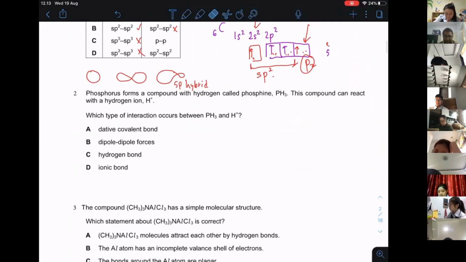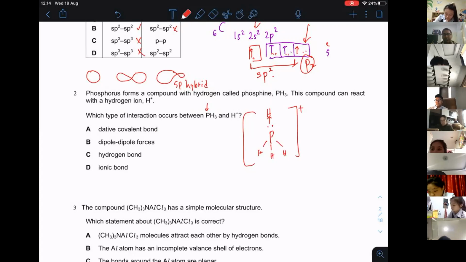Now for the second question. Phosphorus forms a compound with hydrogen called phosphine. This compound can react with H plus. What type of interaction happens between them? Phosphorus is group 15, so PH3 has one lone pair and three bonding pairs. You should know it's a pyramidal shape. Then you have H plus, which doesn't have an electron, it has already left. So the pair of electrons will be given to the H, and this entire thing becomes plus because of the H plus.